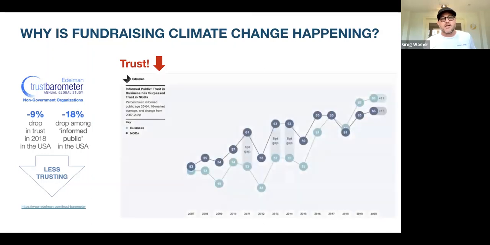In fact, if you look here to the right, private sector businesses, in the teal color, surpassed nonprofits in terms of trust ratings from average people for the first time ever. That's fascinating to me. People trust private sector businesses in general more than NGOs. Of course, who they trust less is the government.